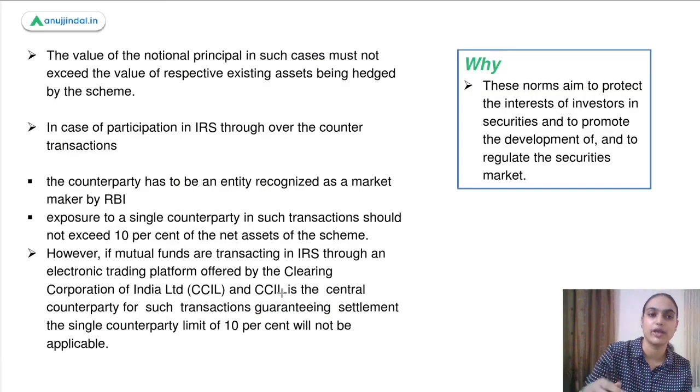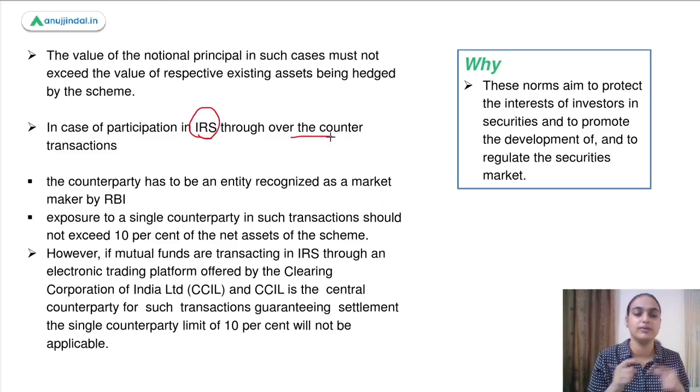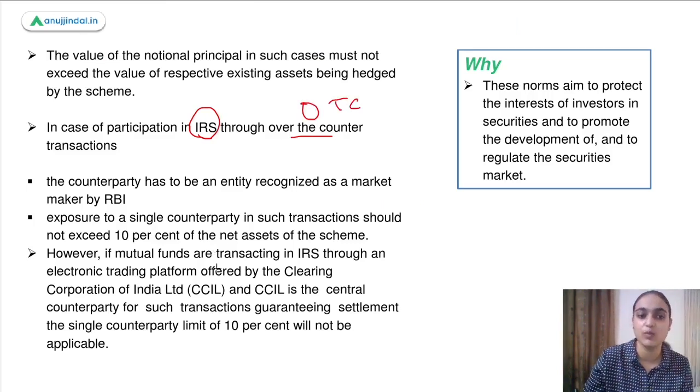Okay. So talking further, in case of participation in IRS, your mutual funds can participate in interest rate swaps in two manners. One is through over the counter transactions and the second one is where they use some electronic trading platform. So if they are using the over the counter route for transactions, then whoever is the counterparty, that is the opposite party in the contract, that party needs to be recognized as a market maker by RBI, and the exposure to a single counterparty in such transactions should not exceed 10% of the net assets of the scheme.